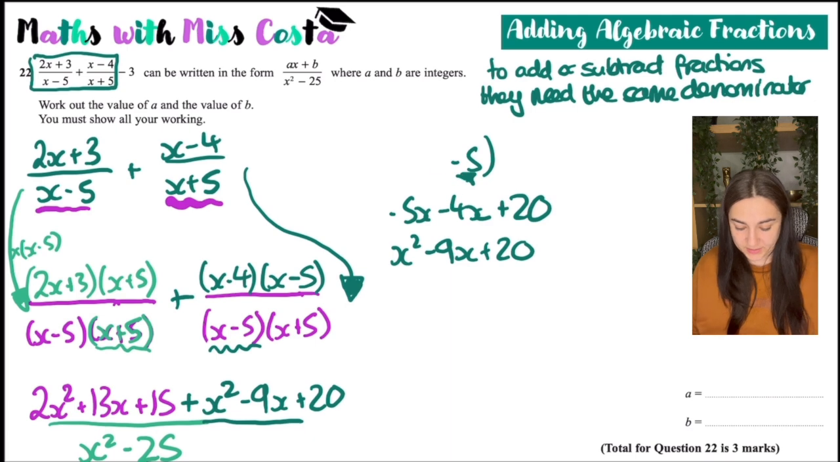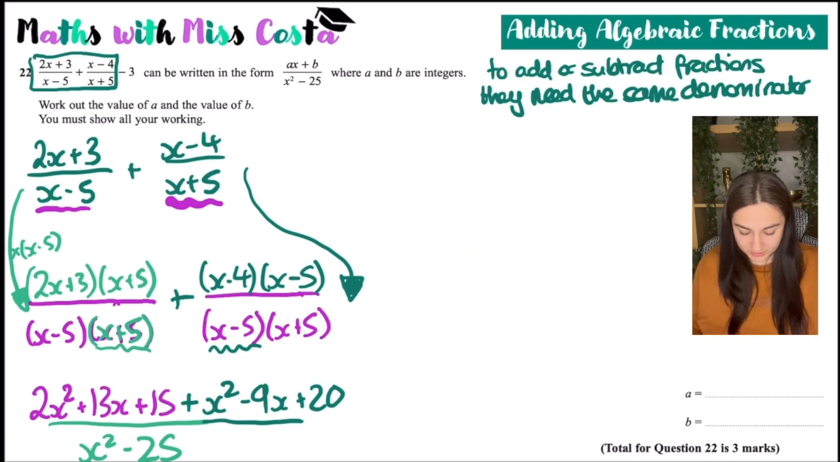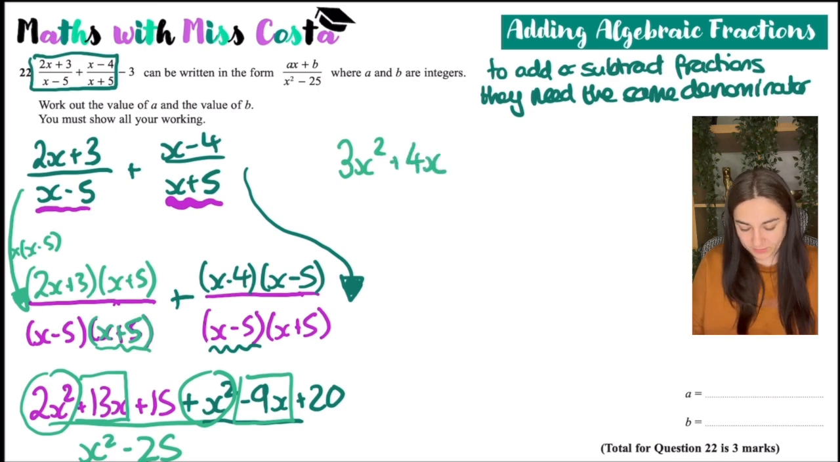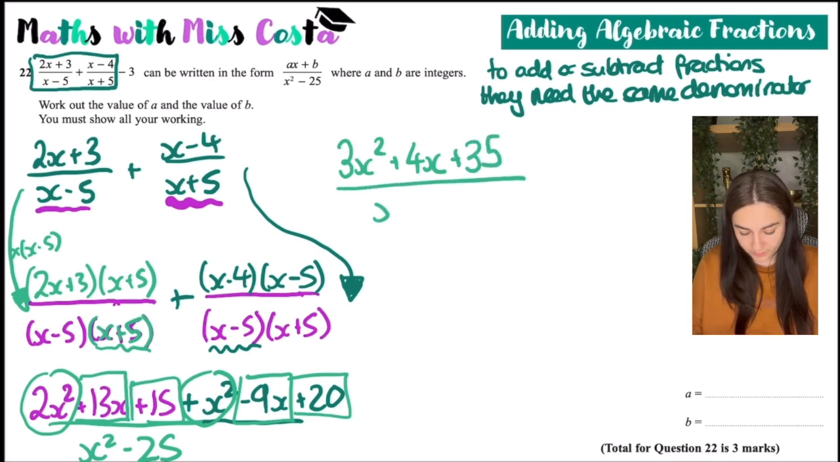Now I've got a nice long numerator and I'm going to want to simplify that. So I've got 2x squared plus x squared. So that would become 3x squared. I've got 13x take 9x. So 13 take away 9 is going to give me positive 4. And then I've got 15 plus 20. So that will be plus 35 over x squared minus 25.